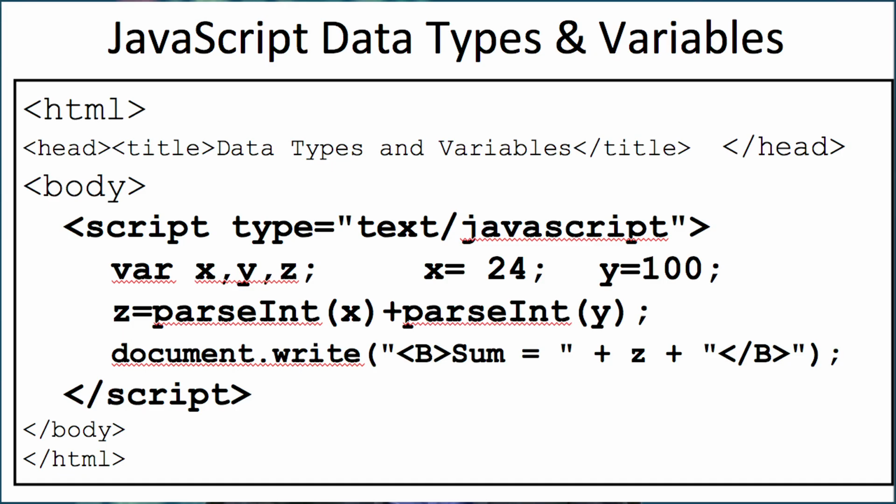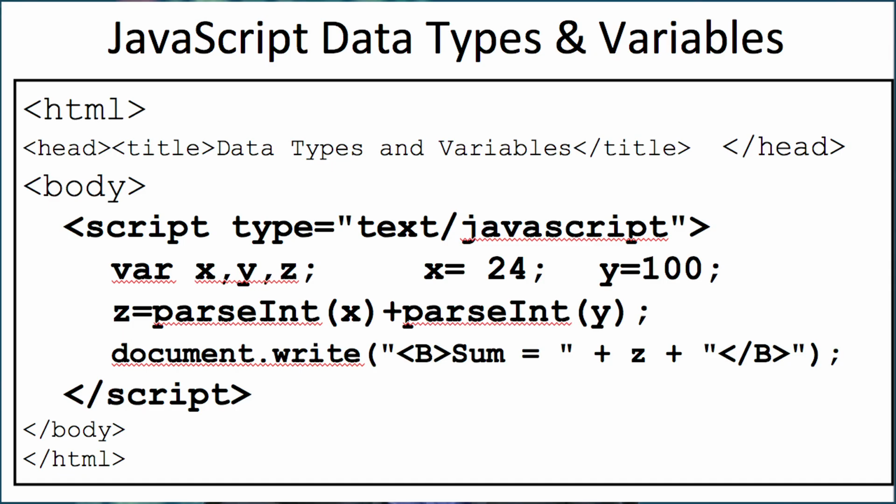So in HTML, we have started with HTML, then the head portion and then the title. Inside head we have the title, data types and variables. So this will be displayed on the title bar. Then we have the body, and inside the body tag we have a script, and see the script type equals text/javascript. So it means we are creating JavaScript code here.